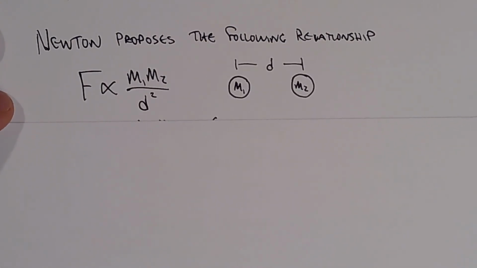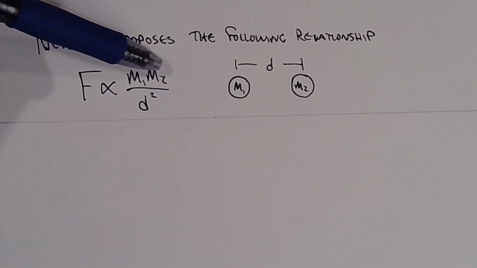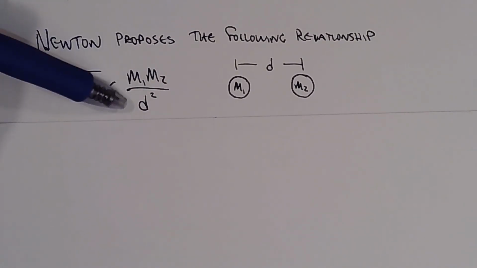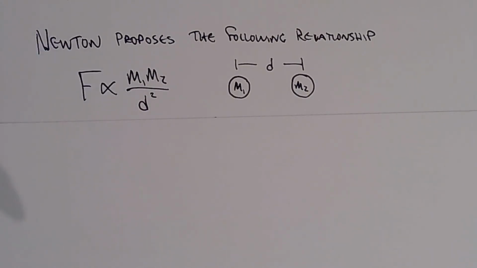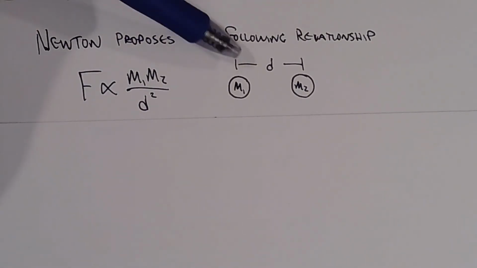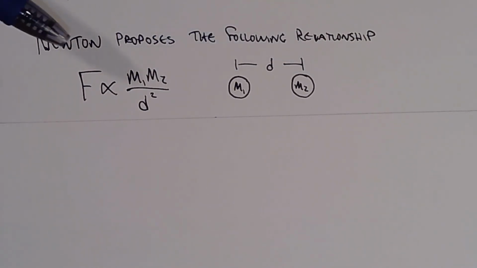Basically, back in the day, he was aware through other people's research and his consolidation of those ideas that the amount of force between any two bodies was proportional to the product of their two masses and proportional to the inverse square of the displacement between the centers of those two masses. So we have M1, M2, a distance between them.